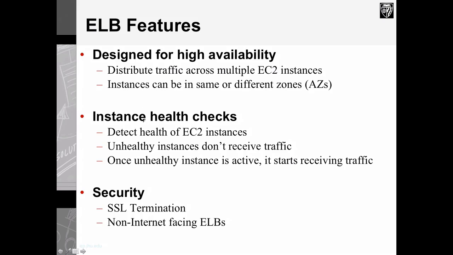ELB features. ELB is designed for high availability. We want to set up multiple EC2 instances spread across either the same or different availability zones, and then we want to distribute traffic to all those instances. Like we described here, the instances can be in the same AZ or in different availability zones. Obviously, setting up instances in different availability zones is the preferred option. That's a best practice recommendation from Amazon.